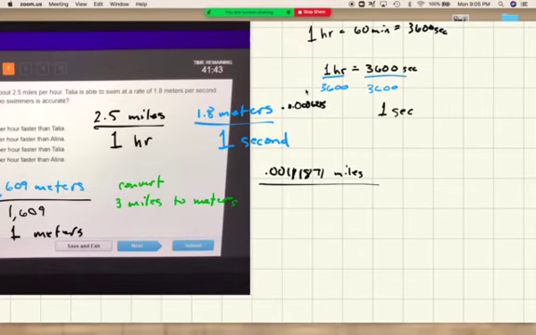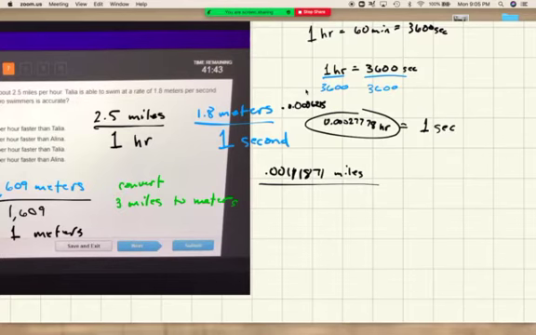1 second on this side, and 1 divided by 3600 is 0.000277778 hours. So 1 second is 0.0002 something of an hour. It's a really tiny decimal of an hour. So that's what I'm going to put down here, 0.000277778 hours. Now I have miles per hour.